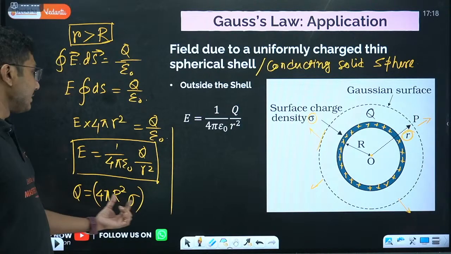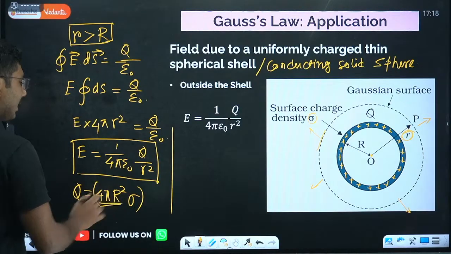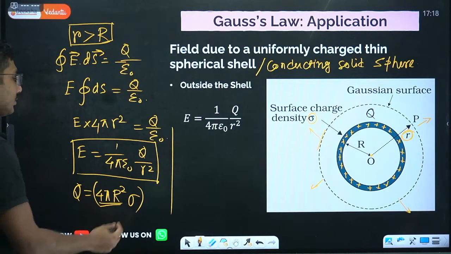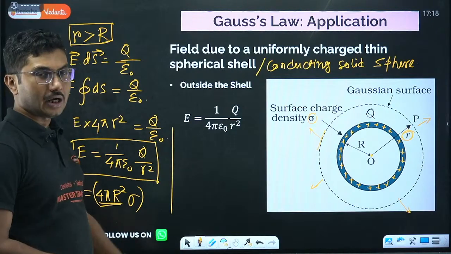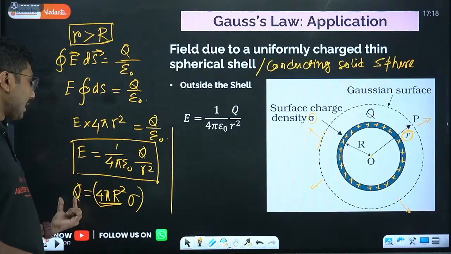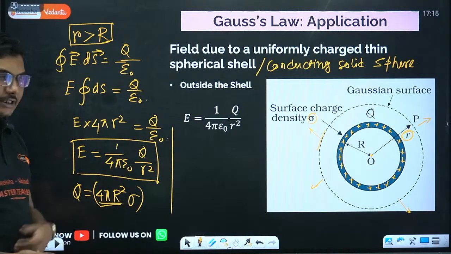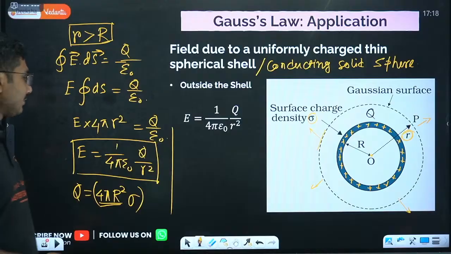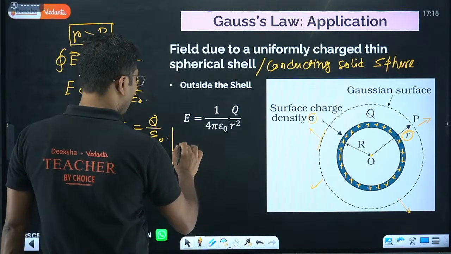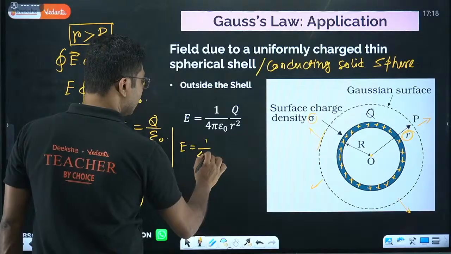Charge density is charge divided by surface area. So surface area is 4 pi R square. So if you multiply surface area with charge density, you get the total charge. Total charge for a surface is always surface area into charge density. Sometimes we use this formula as well. If you use this formula, the problem could be solved a little easier.